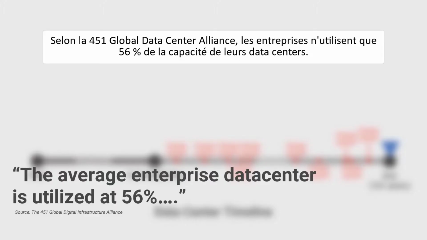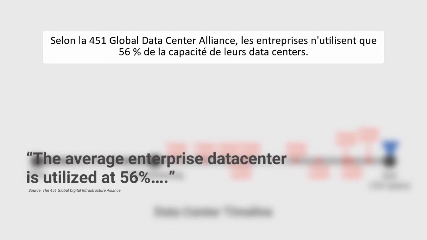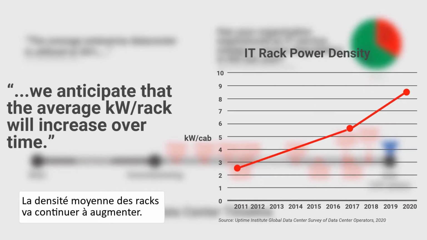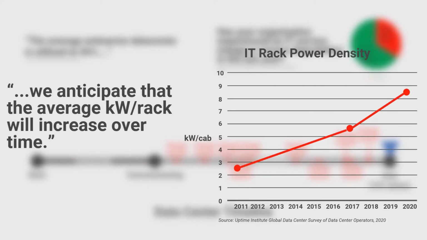According to the 451 Global Data Center Alliance, enterprises use only 56% of their data center capacity. According to the Uptime Institute, 34% of data center operators have experienced a severe outage or service degradation last year. Also, according to the Uptime Institute, rack densities will continue to increase.